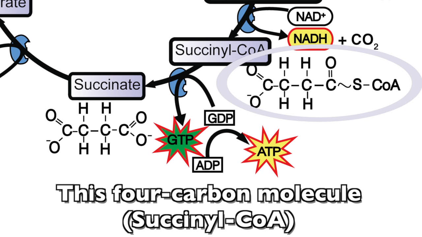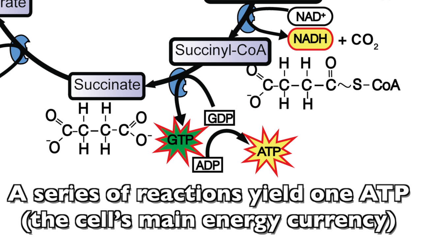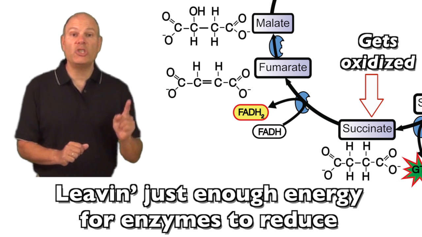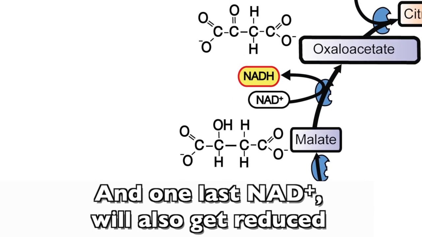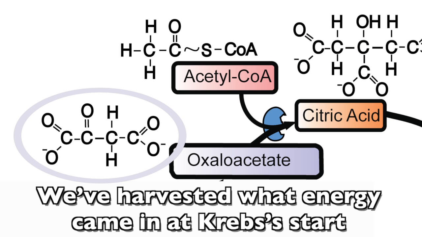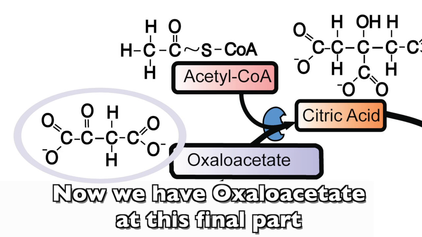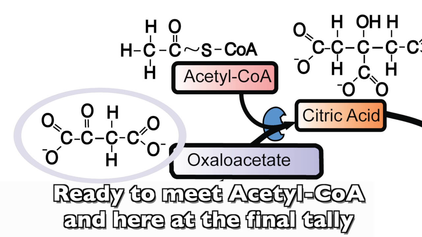This 4-carbon molecule, succinyl-CoA, still has lots of energy enzymes can take away. A series of reactions yields 1 ATP, the cell's main energy currency, leaving just enough energy for enzymes to reduce an FAD to FADH2, and 1 last NAD+ will also get reduced to NADH as the final electron carrier. We've harvested what energy came in at Krebs' start. Now we have oxaloacetate at this final part. Oxaloacetate is the commencement and finale, ready to meet acetyl-CoA, and here at the final tally.